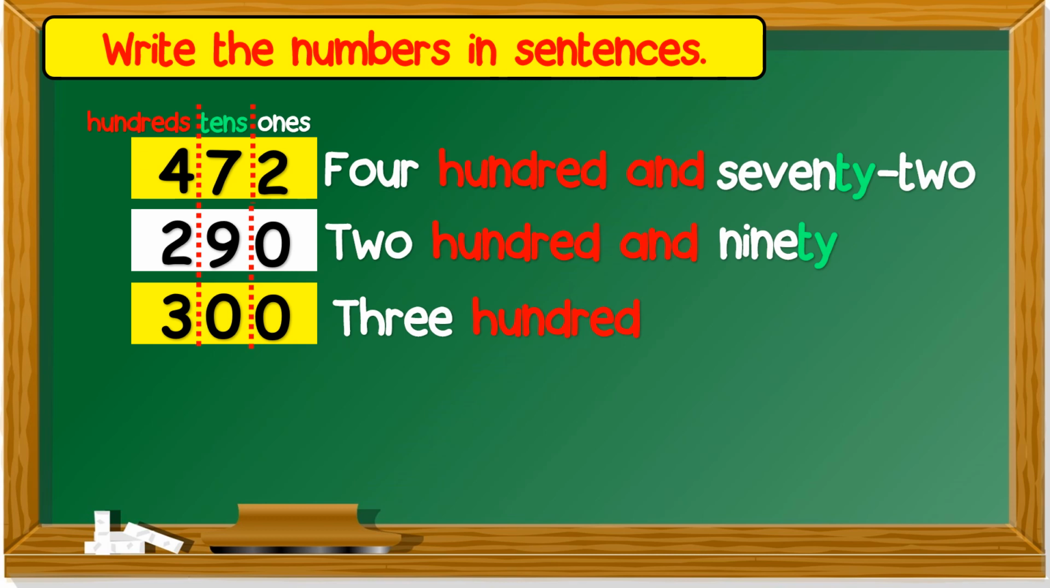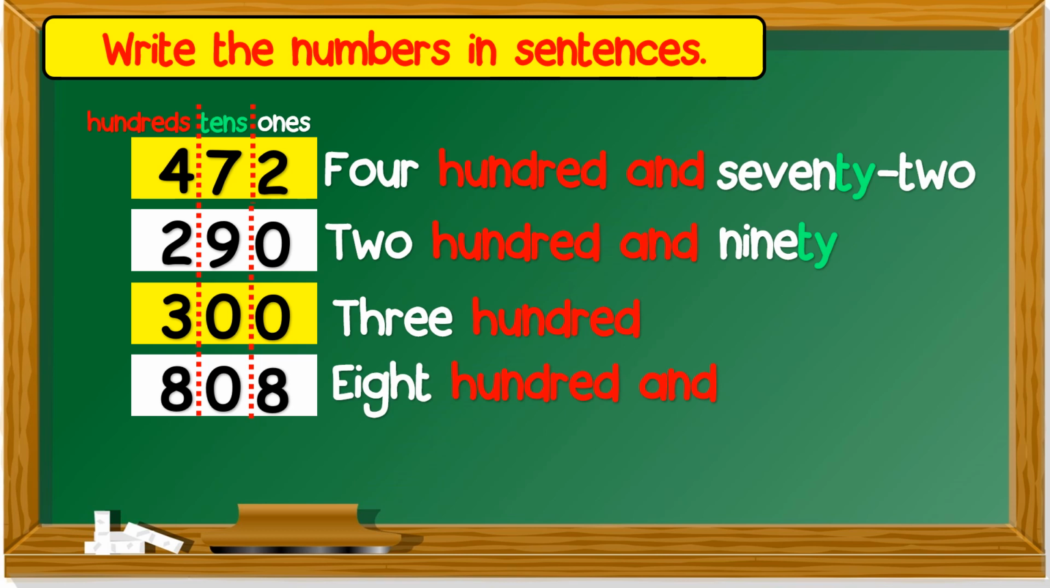Example number 4. 808. You see, in hundreds is 8. So you write 800. Tens, 0. Ones, 8. So the answer is 808.